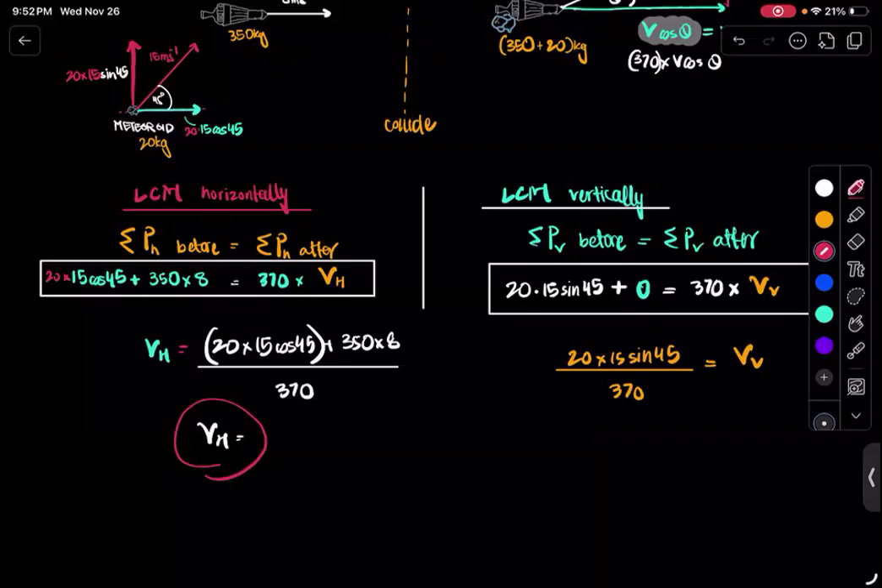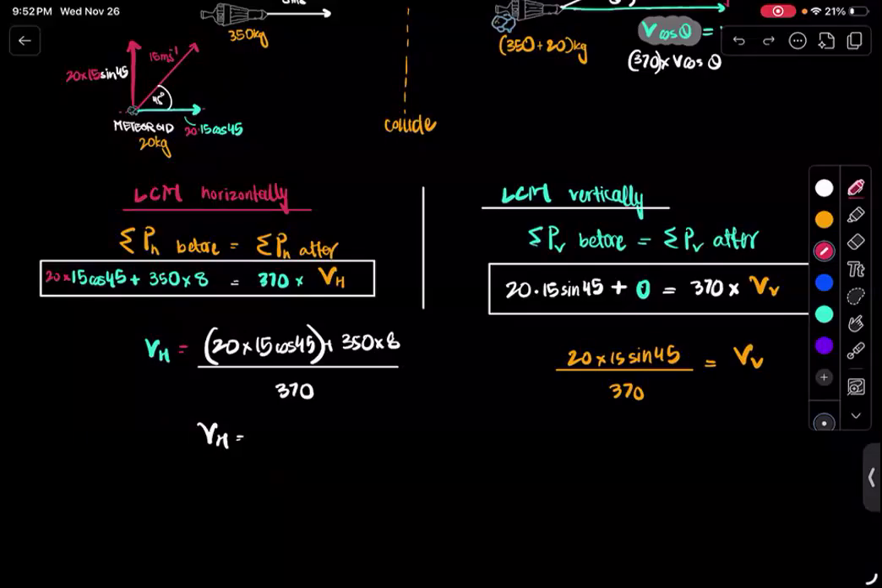Yes, anyone? What's the horizontal velocity? What does that come out to? Yes, Abhiya. Have you calculated it? Do you have one calculated? For horizontal, I got 8.14. 8.14 meters per second. And what about the vertical one?